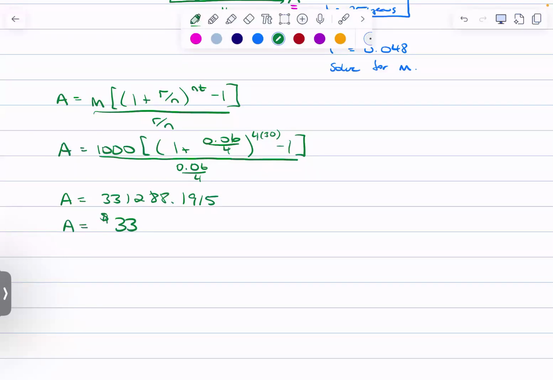Notice how I round to 2 decimal places just because money only goes to 2 decimal places. When you go to the bank, you can't bring 0.1915 pennies. You only get to bring 19. They'll only give you 19. But it looks pretty good. She has $331,288 and 19 pennies after 30 years, from paying $1,000 every quarter.